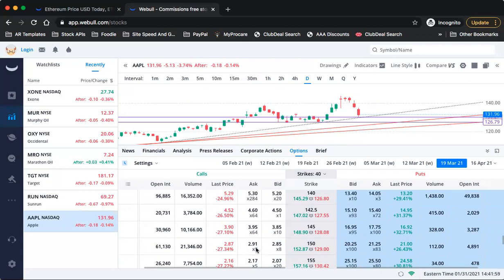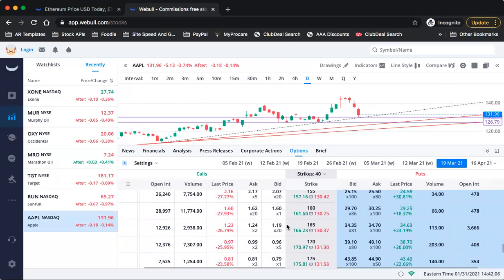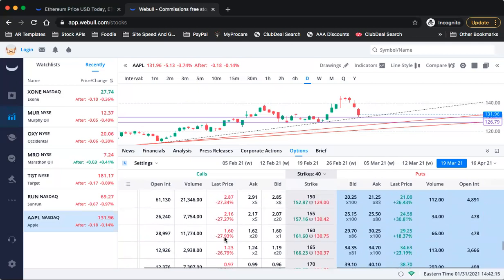So I'll probably stick to the 150, or if you want to get it cheaper, there's another one down here, I believe. So 160 is another good one, which is about 162, which is not bad. It's about 27% off as well. And look at the volume that came in on Friday, 11,000. So there's definitely some action.